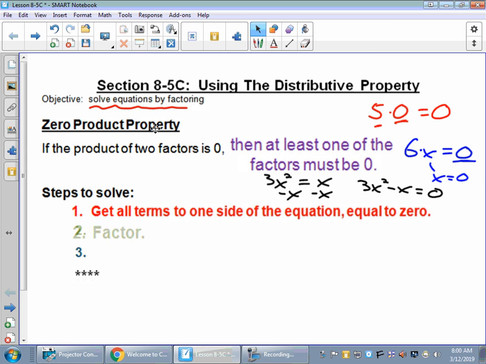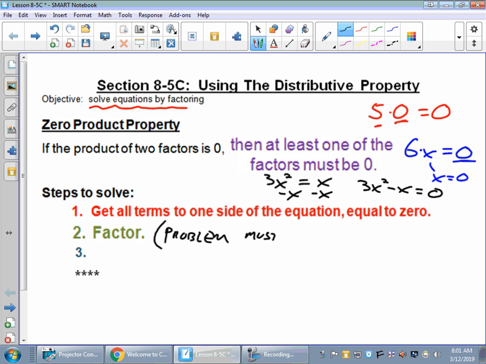The second step is we have to factor. Some of these are going to be already factored for you, but if not, we have to go ahead and factor them first. So we must have parentheses here. We're going to try to get it into a factored form where we have parentheses, and then we can set those equal to 0. So the problem must have parentheses in factored form.